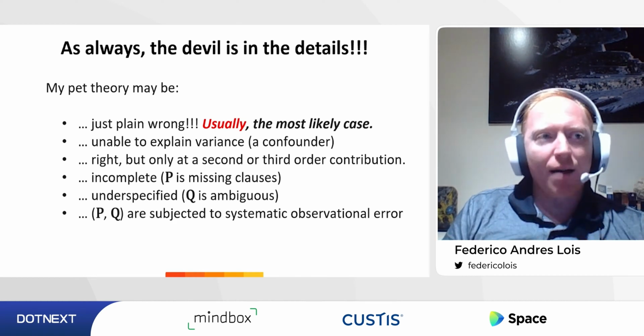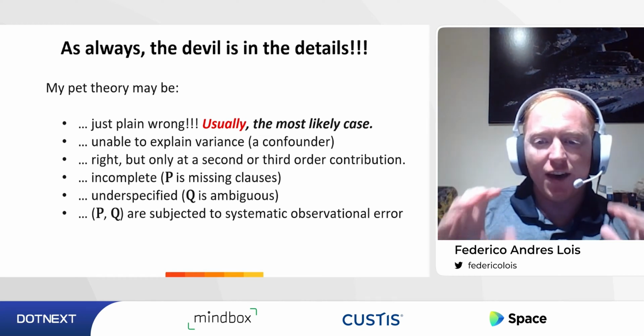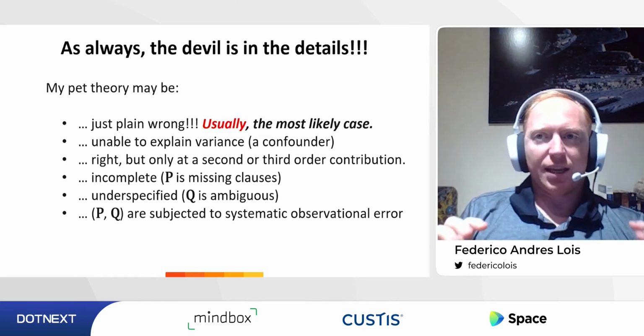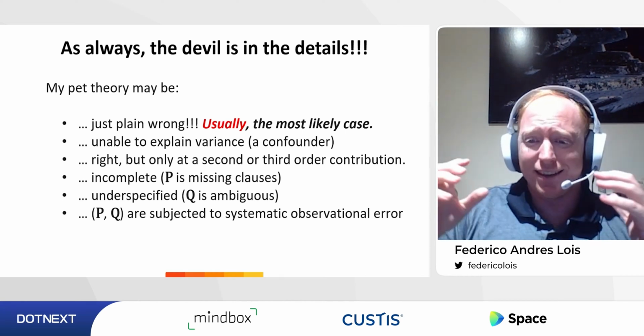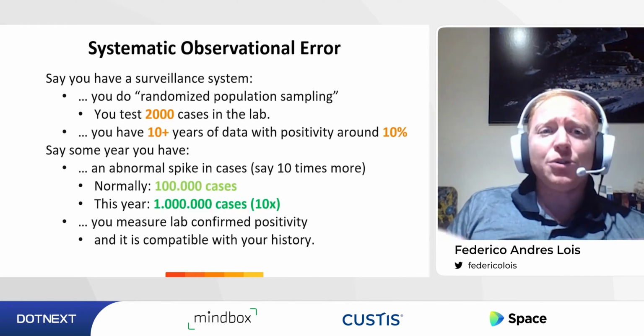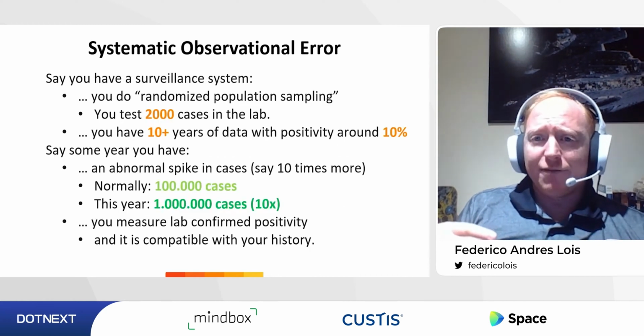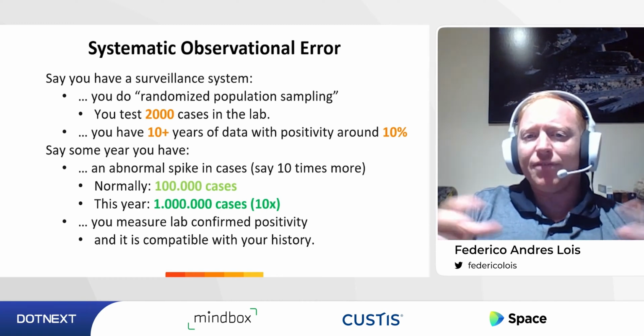And the problem is that this kind of problem is actually very, very difficult to get rid of. And this also happens when you're measuring memory behavior. It's horrible. So let's do an example of what a systematic observational error looks like. So say you have a surveillance system.